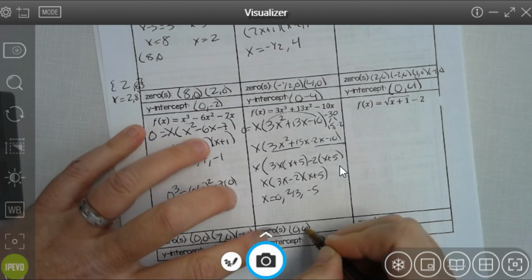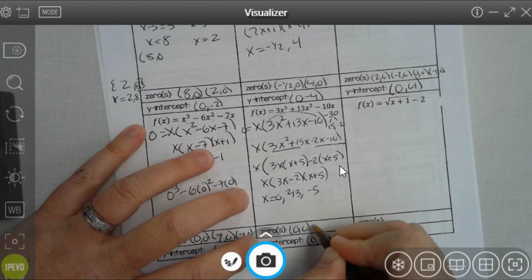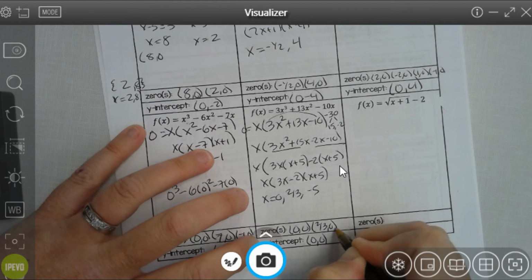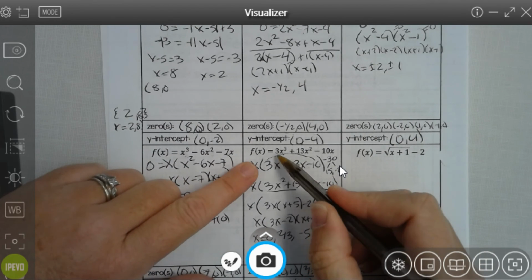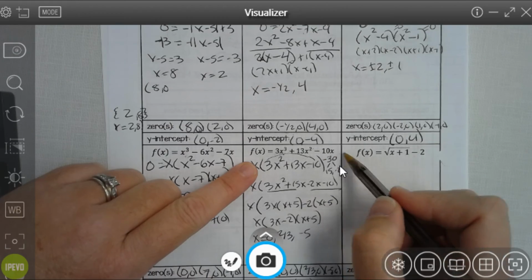Again, if 0, 0 is one here, it has to be one down here. You can always check though by plugging in 0 for all your x's. 0 cubed times 3 plus 13 times 0 squared minus 10 times 0 is 0.